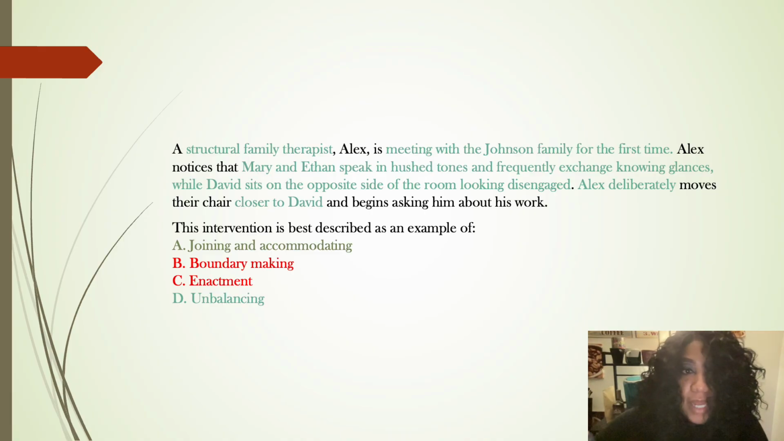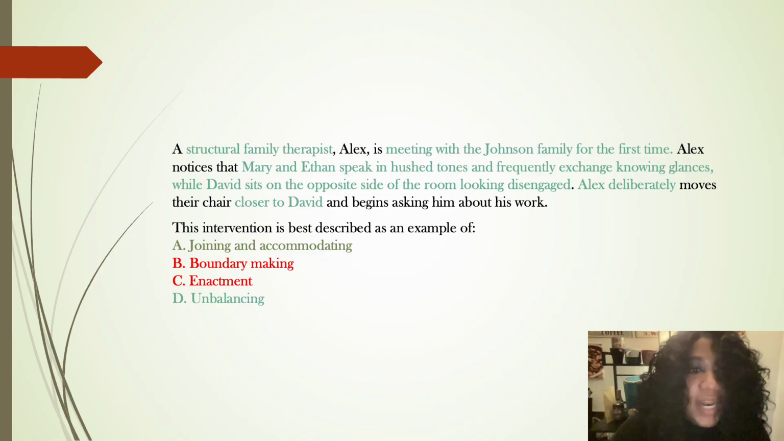Now, I've highlighted some of what's important that's going to lead us to our best answer. So it's the first time meeting them, right? We have Mary and Ethan speaking in hushed tones, but we have Alex. Alex is a therapist, right? Mary and Ethan, what are they? The mother and a son, and then David's sitting all by himself, but they've got these little cues that they're using with each other, glancing over at each other, and David's just sitting over there looking lame in a corner. So at least if he's going to be lame, let him be part of the family system, right? So the intervention that's best described is an example of what?